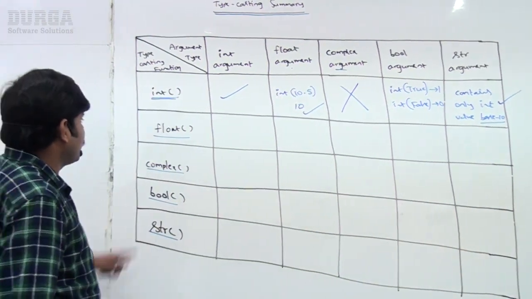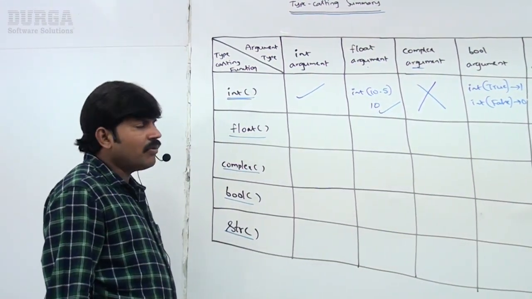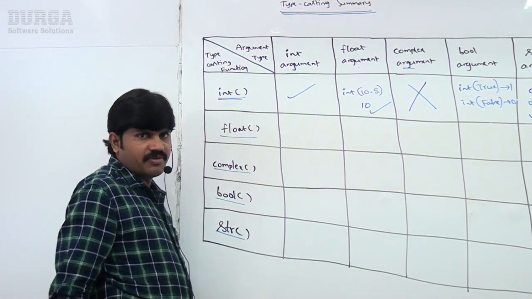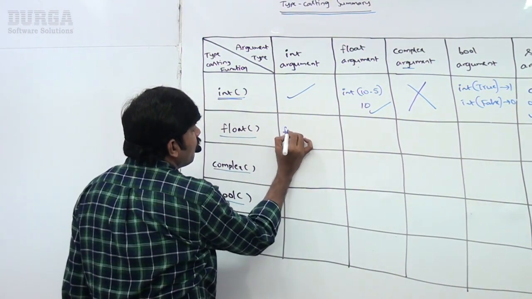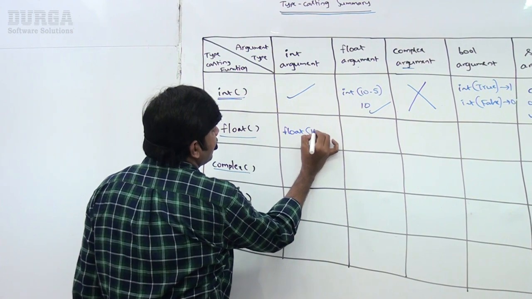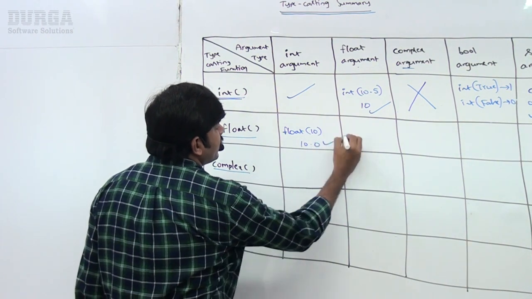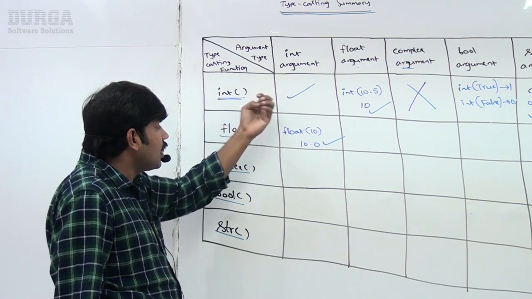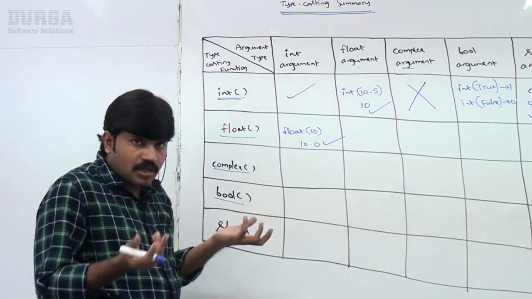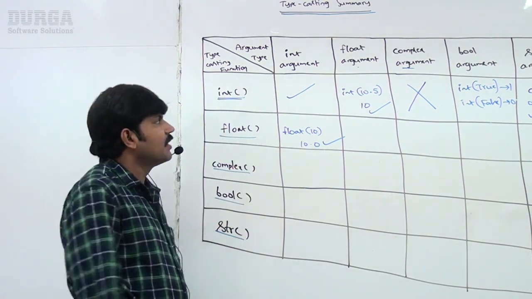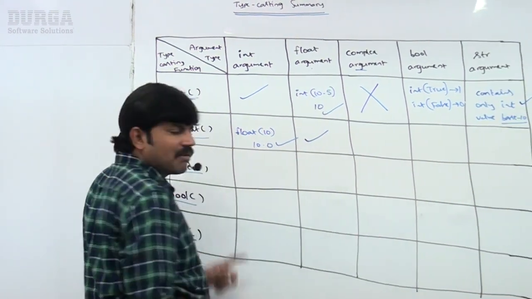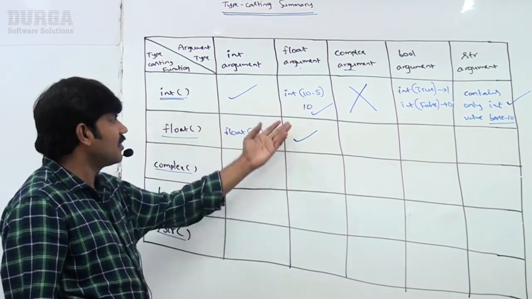Sir, what is the second one? The float function, sir. Can I convert int to float? Yes, why not? Happily you can do that. Float of 10 gives 10.0 as the answer. Yes, you can pass an int argument to float, and you will get the corresponding float value. Next, a float argument to float, of course possible, not required to use the typecasting function, it is already float.